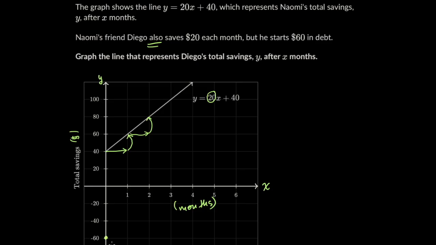But from there, he is saving at the exact same rate. Every month that goes by, his savings increases by $20.